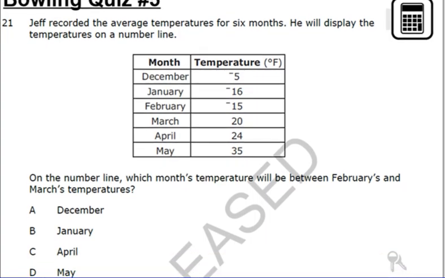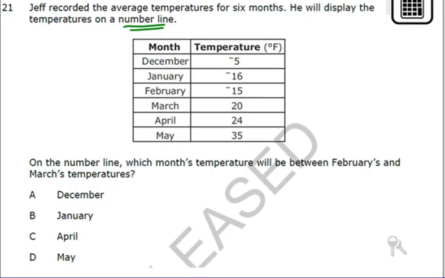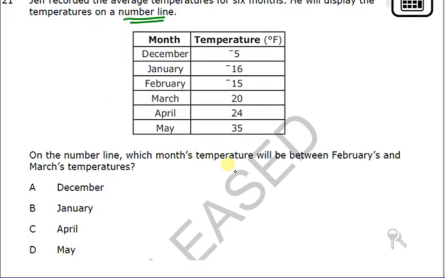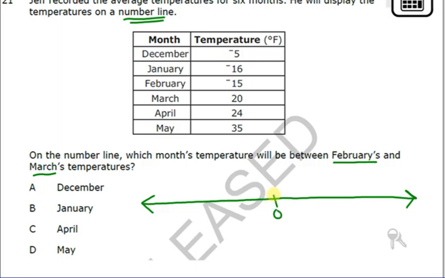So Jeff recorded the average temperatures for 6 months, and he displayed the temperatures on a number line. Very important, on a number line, okay? Notice they do not give you the number line. On a number line, which month's temperatures would be between February and March? I hope that you created that number line because that was the nice hint from the EOG people that you should make one. All right, so we'll put 0 in the middle.